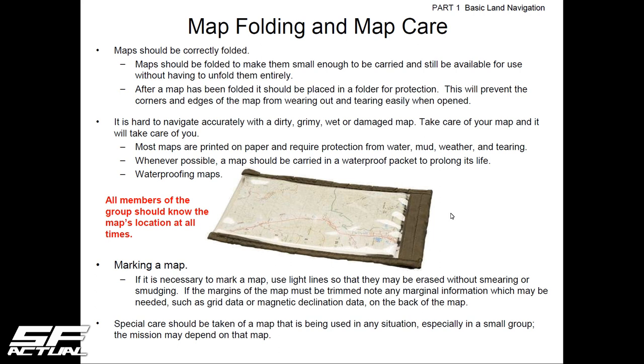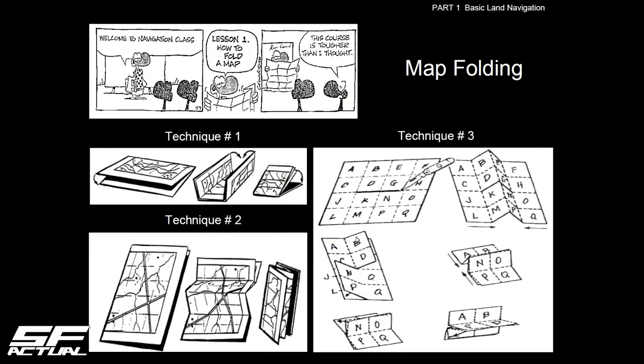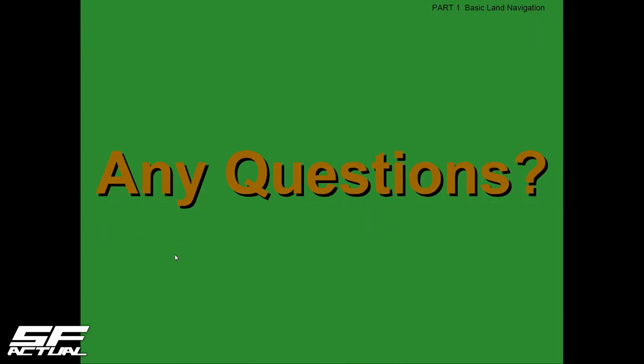Marking a map, if necessary to mark a map, use light lines so they can be erased without smearing or smudging. What we would do is use permanent markers, which can come off with just rubbing really hard on laminate, or you can have some type of alcohol wipe or something, but you can make little marks everywhere and then be able to plan that out. Here's some pictures of map folding that they were doing. But you don't want it crinkled. You want to be able to fold it where you can use the area that you're working with.